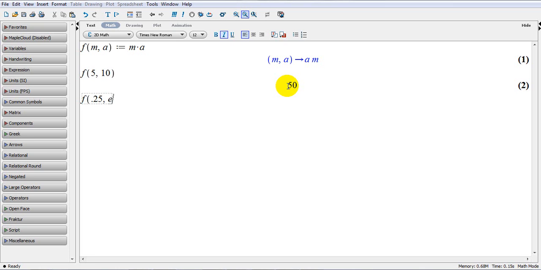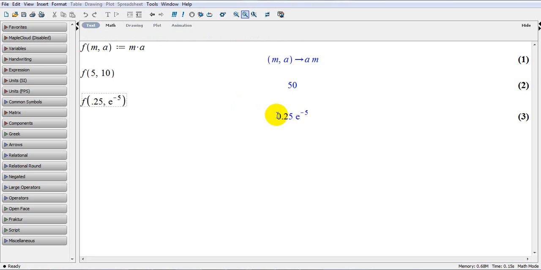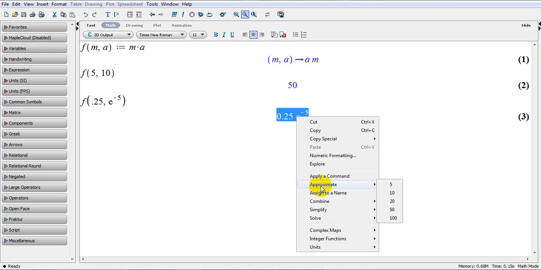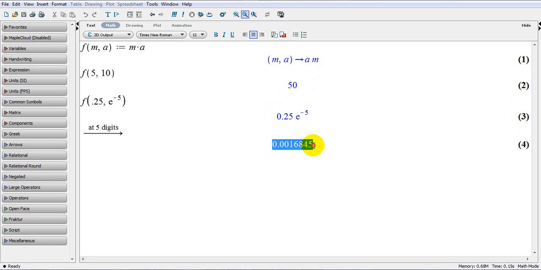So you press E here and then you press control space, and what I meant is E, and then I want to use power, so that would be shift 6, to the power minus 5. It's a very, very small acceleration, and if you press it here, this is what I get. Of course, if I want to know the actual answer, this is just what we have, 0.25 multiplied by e to the minus 5. So I right click on it and I go to the option of approximate, 5 decimal, and it gives me the actual answer.